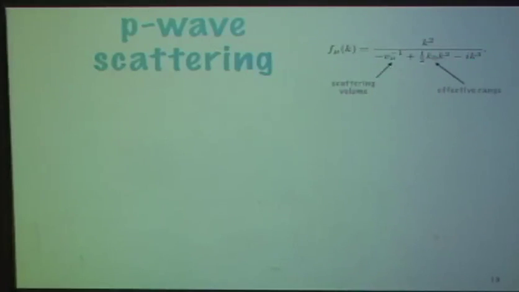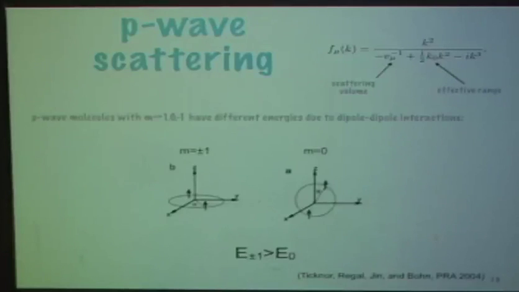And in the denominator, the scattering length that we have in S-wave is replaced by a scattering volume. The range parameter R star that we had before is replaced here by a K naught, which is an effective range and has units of momentum. And the iK term that we had in S-wave is replaced by an iK cube term.